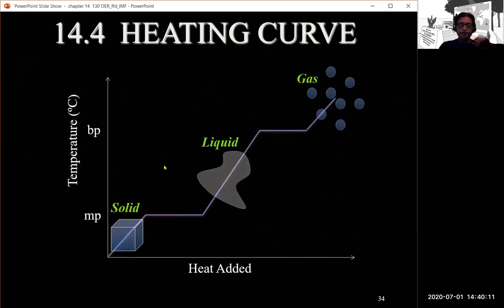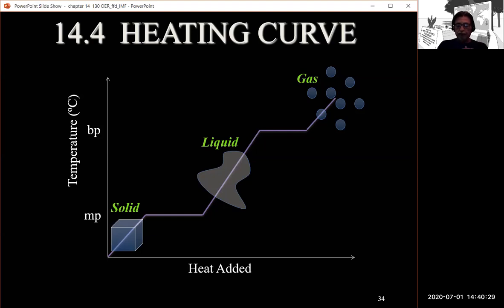Okay, let's briefly talk about heating something because it's related to the IMF interactions. Okay, and so we can use this example here. This could readily be water.